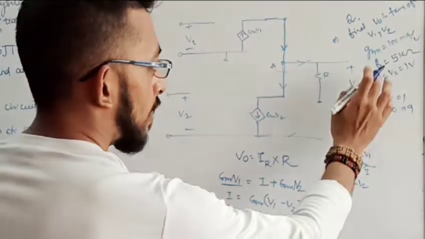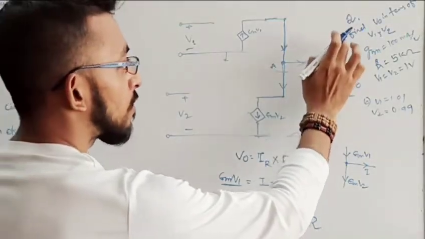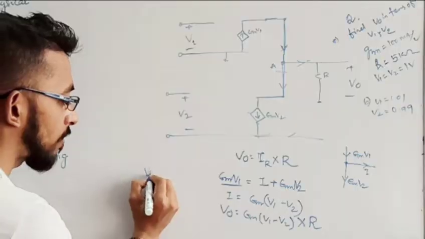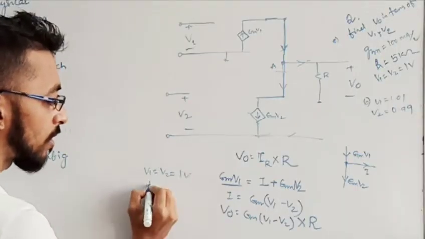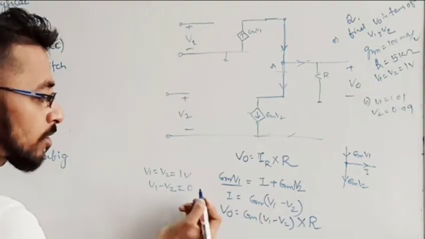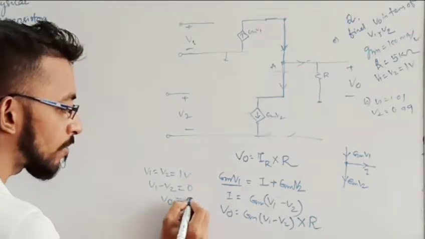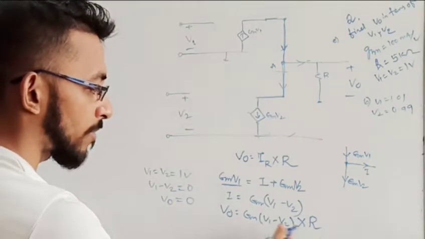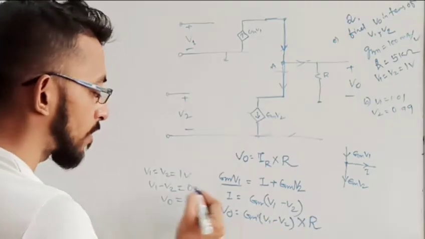In the first part it is given, what will be the value of A if V1 equals V2 equals 1 volt. If V1 equals V2 equals 1 volt, then V1 minus V2 becomes 0. Then in that case my output will become 0. Whatever the value of GMR, it will not matter. Once V1 minus V2 is 0, the output will become 0.